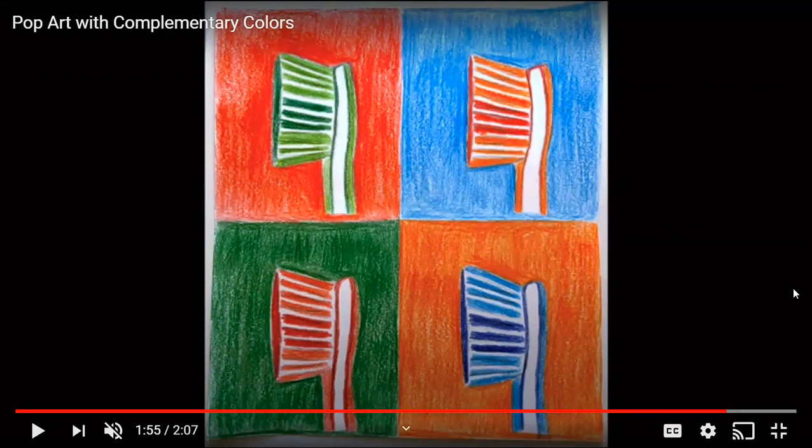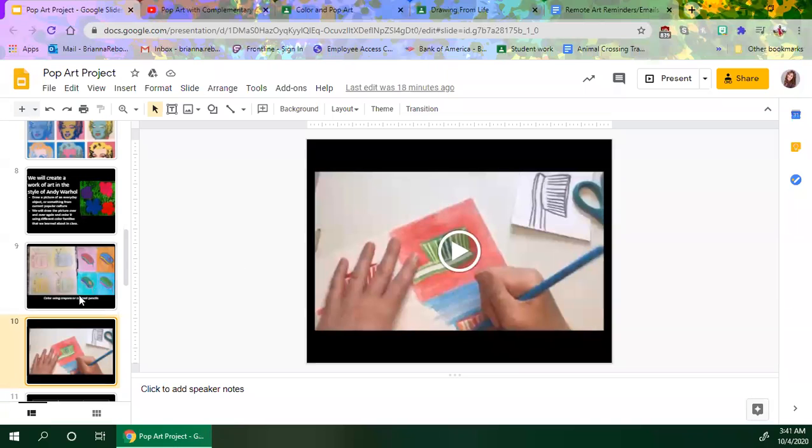This is very pop art in Andy Warhol style. The image has very bright colors and it pops out. So you guys are going to be doing this project.